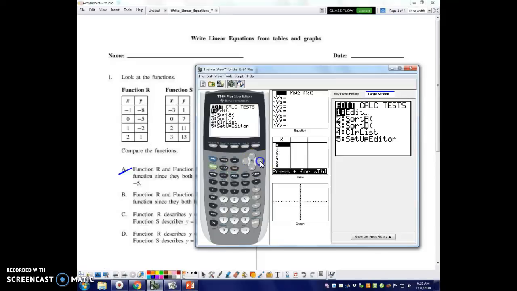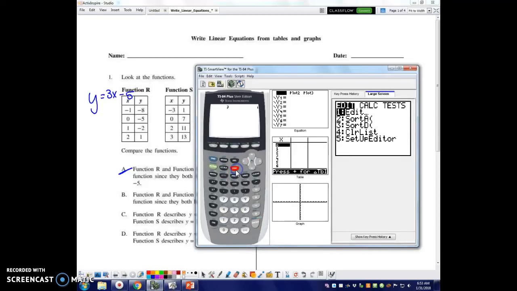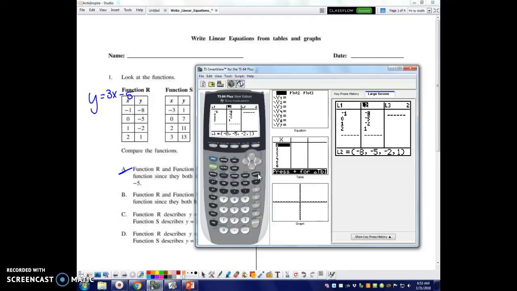Stat, over to calc. Now remember this is linear, okay? So we're doing 4. So it's y equals 3x minus 5. Okay, so now we need to do this one. So stat, edit. You can clear these by going up, hitting clear, enter. Then up, hitting clear, enter.